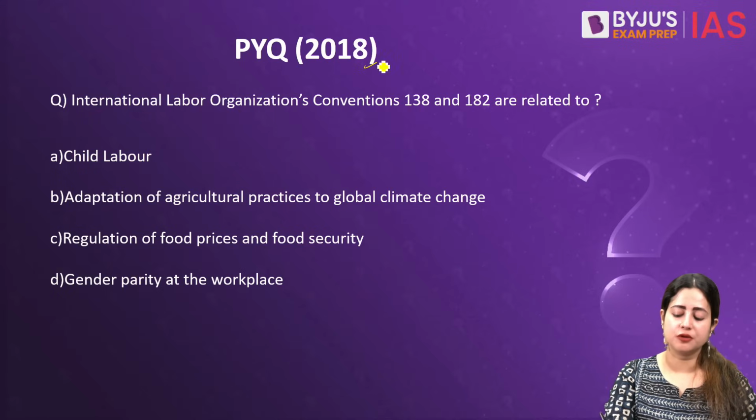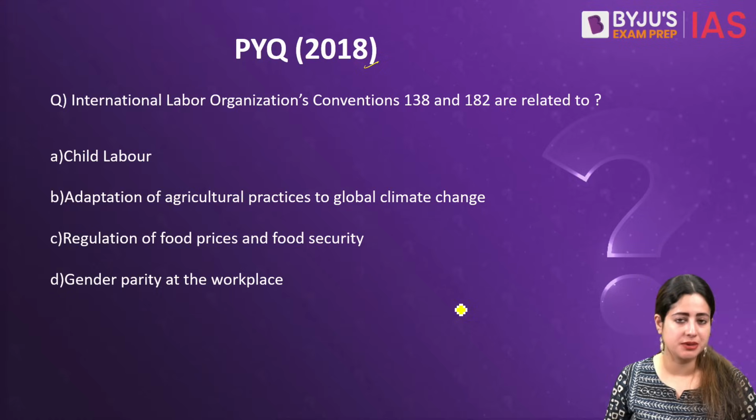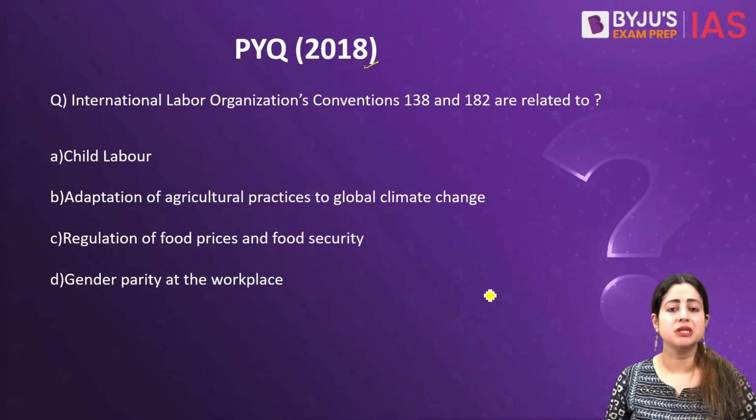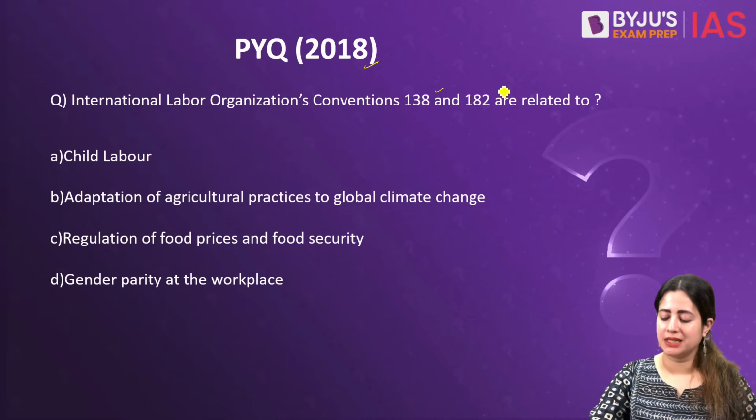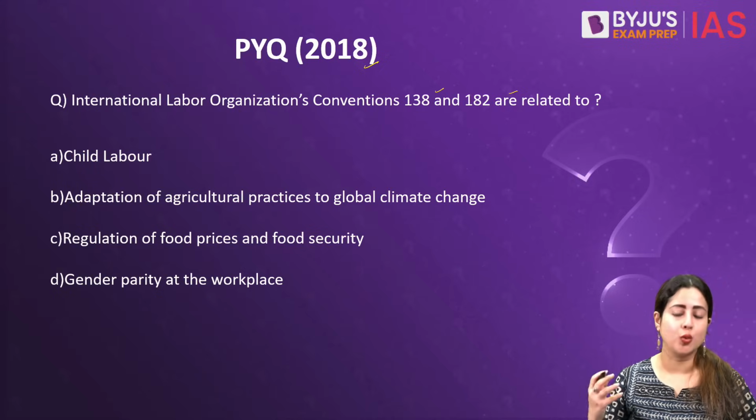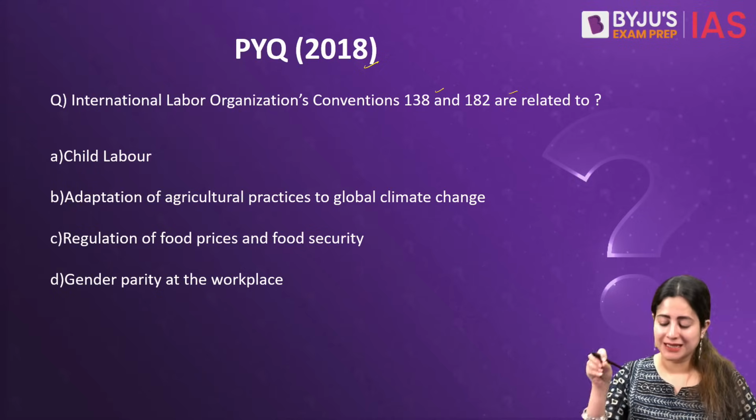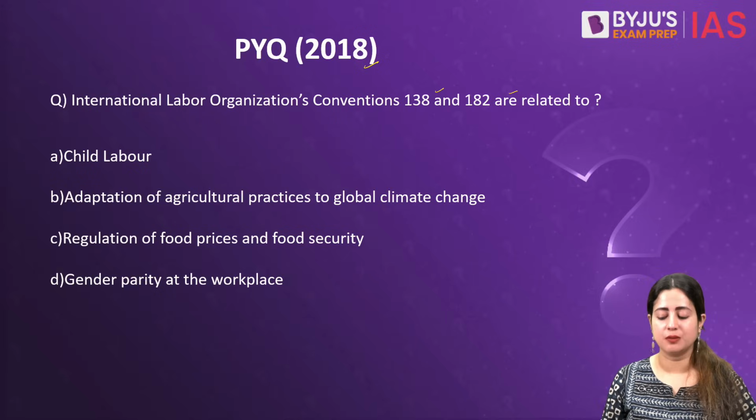And this has been taken from UPSC 2018 Prelims GS1. It says the International Labour Organization, created back in 1919, of which India was a founding member, which seeks to promote social economic justice across the globe by laying down labour standards for worker welfare across the globe. Now this organization, the ILO, it has two conventions, 138 and 182. So the question says, which of the following options deal with conventions 138 and 182?